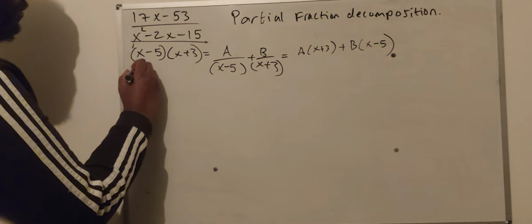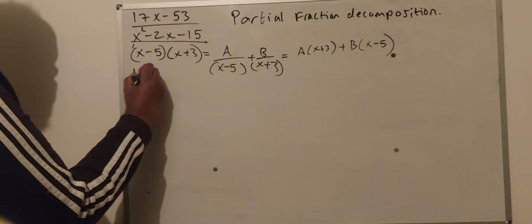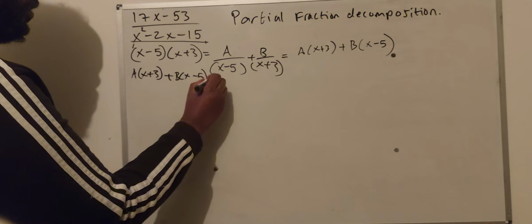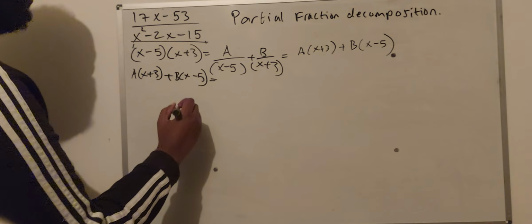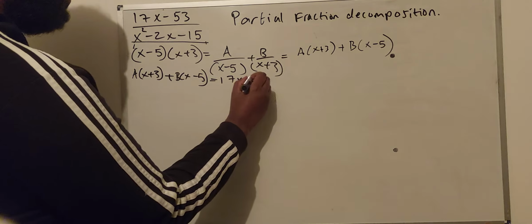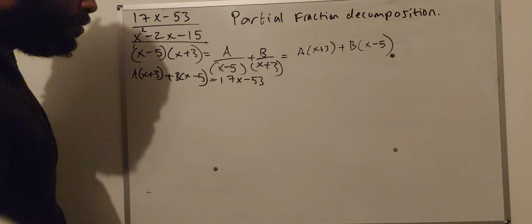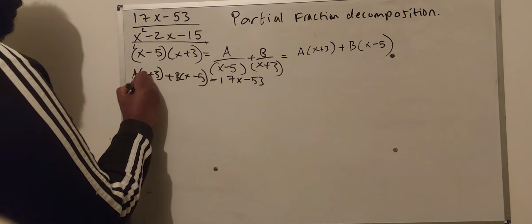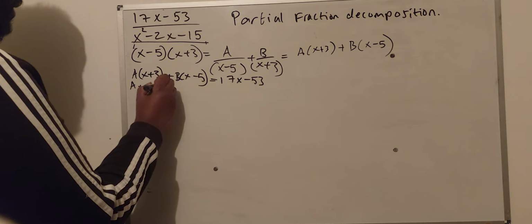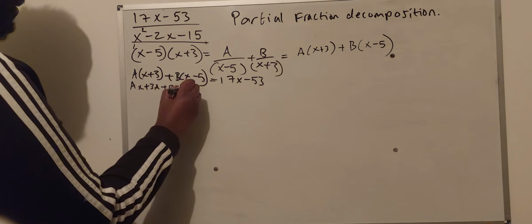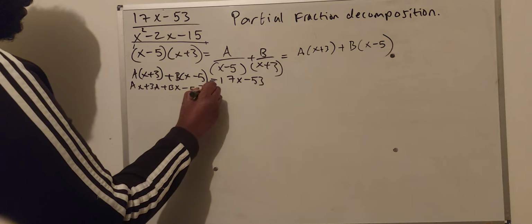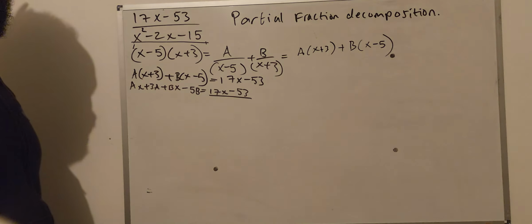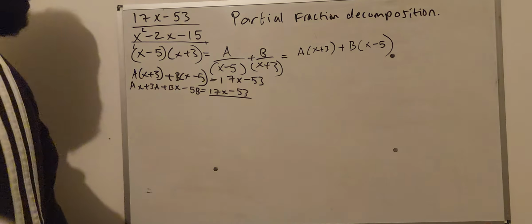Bring it over here. A times x plus 3 plus b times x minus 5 is equal to the numerator, which is 17x minus 53. Now it's going to turn into a simultaneous equation soon enough. Now let's expand the brackets real quick. ax plus 3a plus bx minus 5b is equal to 17x minus 53. You're going to see why I made it equal to 17x minus 53 in a few moments.